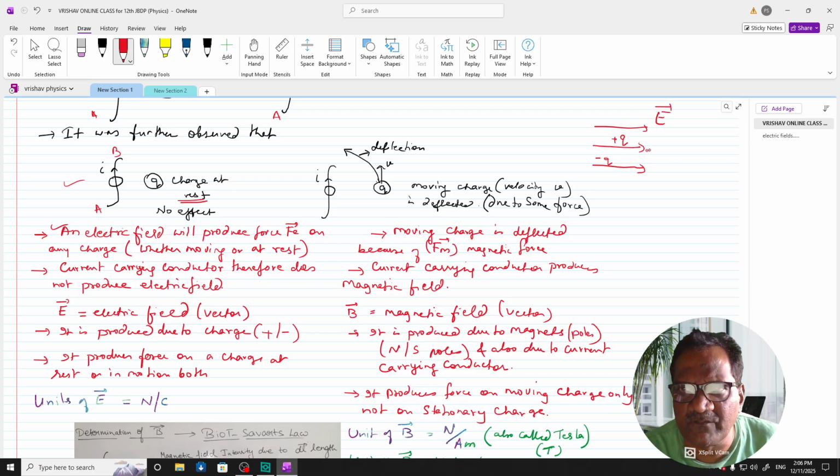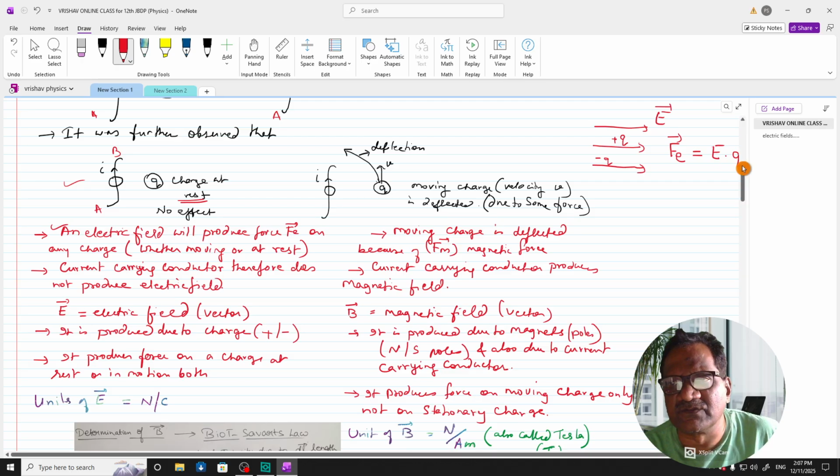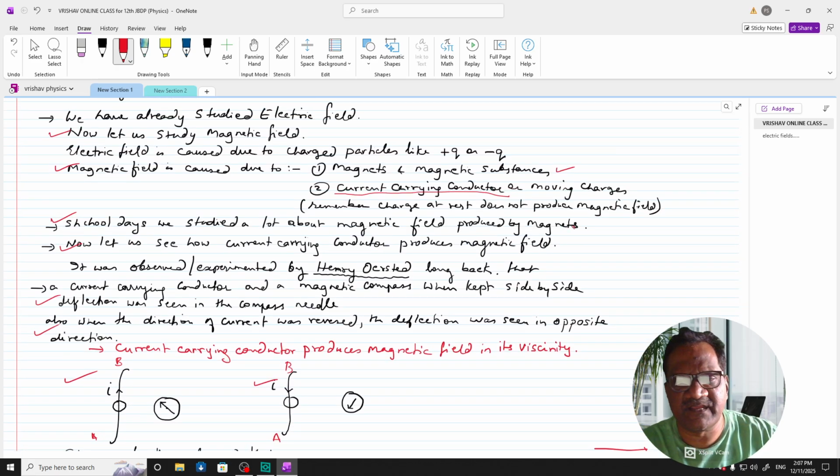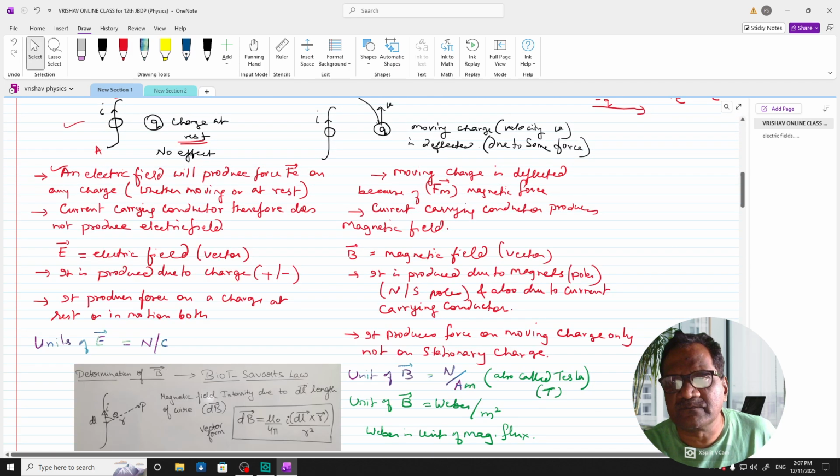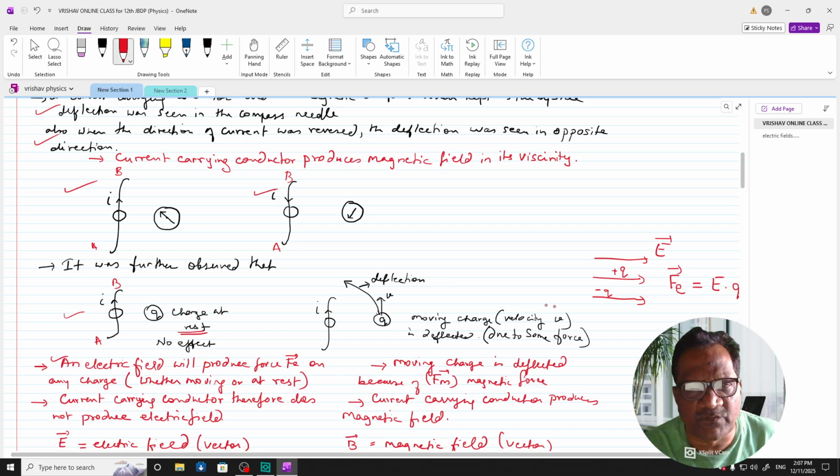Now what is the effect that you can see? A force is being applied, which is known as electrostatic force. A force is being applied on the charge, whether it is a positive or a negative charge, and whether it is at rest or in motion, a force is always exerted on this charge, and it has a relationship with the electric field. So the force will be equal to the electric field times the charge, F = qE. This is what we can observe.